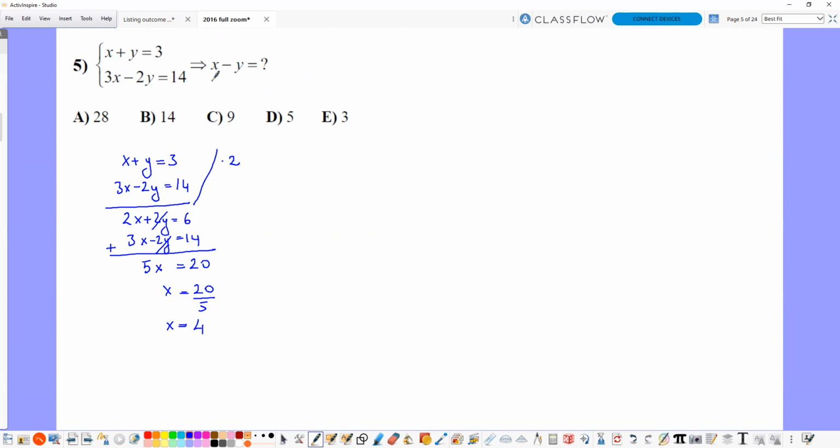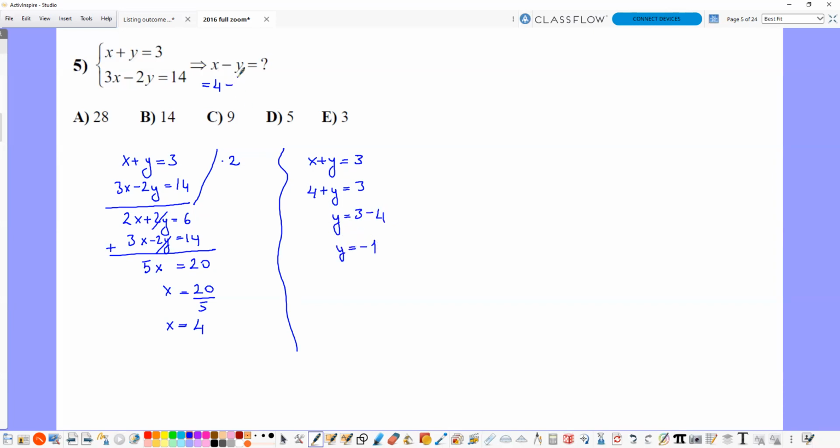So I'm writing for x minus y. This is equal to 4 minus. Now I'm going to find the y value. For finding the y value, I have to choose one of them, which I want to choose, x plus y is equal to 3. So I found that x is equal to 4, y is equal to what? To find y, we should solve this. It's equal to 3 minus 4, and y is going to be equal to minus 1.